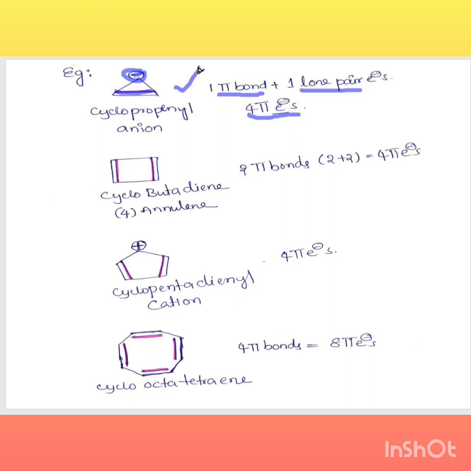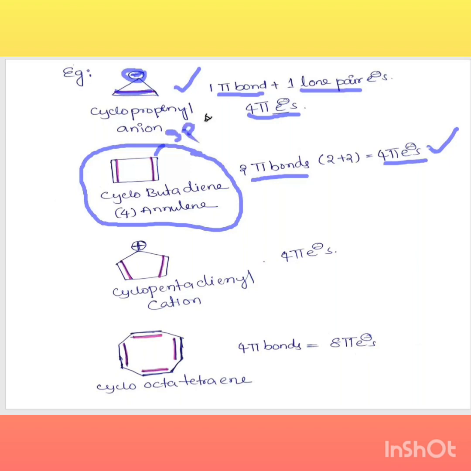Another example is cyclobutadiene, a 4-annulene. It shows 2 pi bonds, 2 plus 2, so 4 pi electrons. Is each atom showing sp2 hybridization or not? Yes, each atom is sp2, sp2, sp2, sp2.